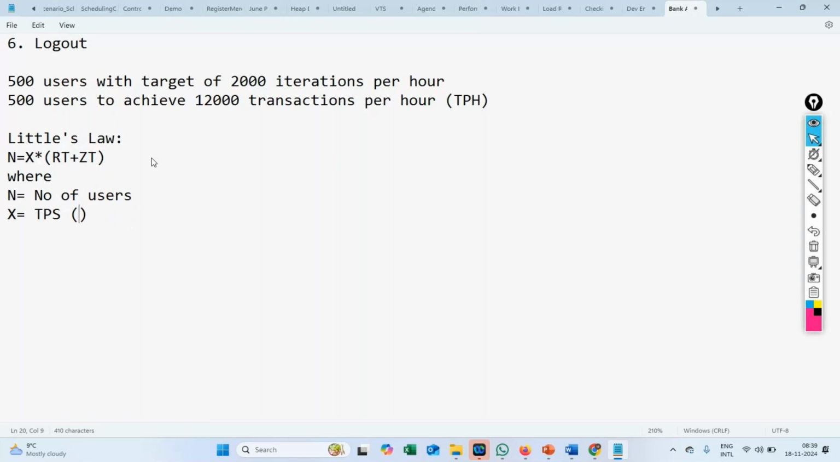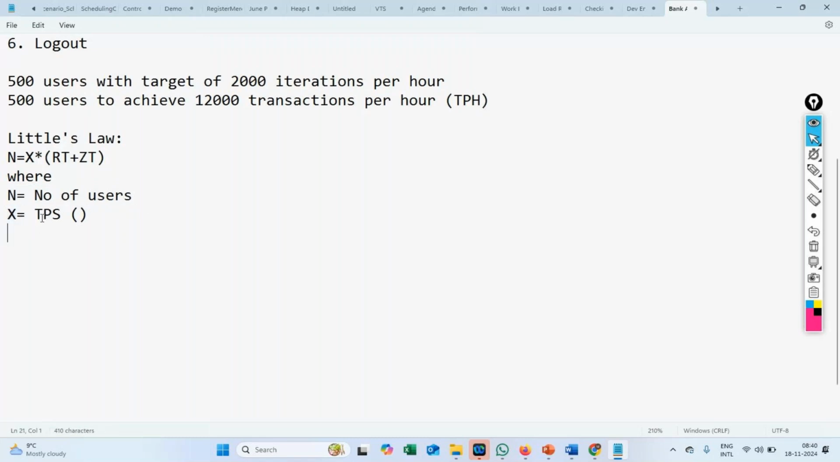Okay, let it be TPS for now. So TPS, how do you get it? Who will give this n value to us? Are we calculating the n value, or is someone giving it as input? Is the client or the application team giving input, right?